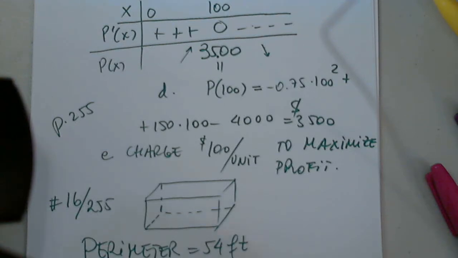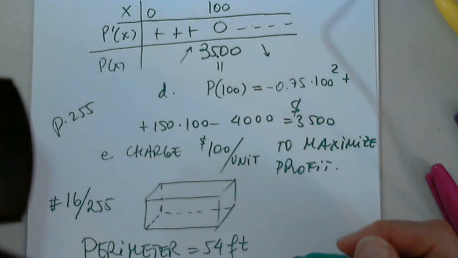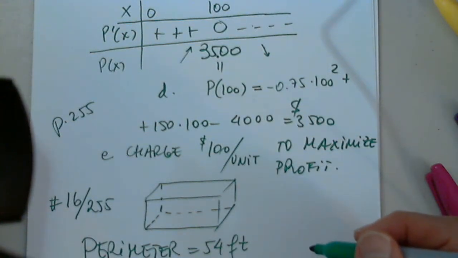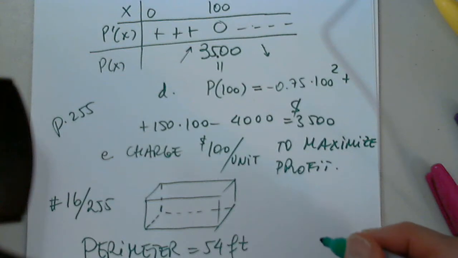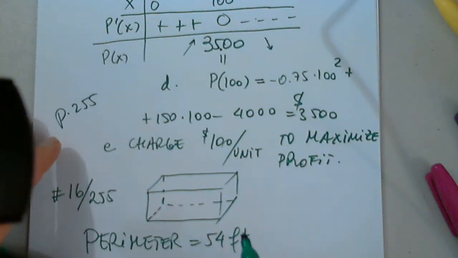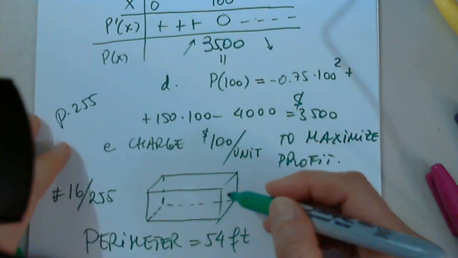So they're only saying that a carpenter is building a rectangular shed with a fixed perimeter of 54 feet. What are the dimensions of the largest shed that can be built, and what is its area? I think all these problems are connected to something. Okay, very good. So we're only given the perimeter of this shed. We're not given anything else.